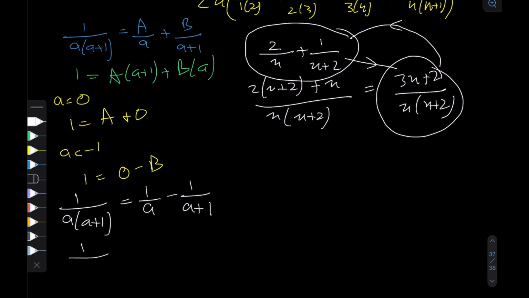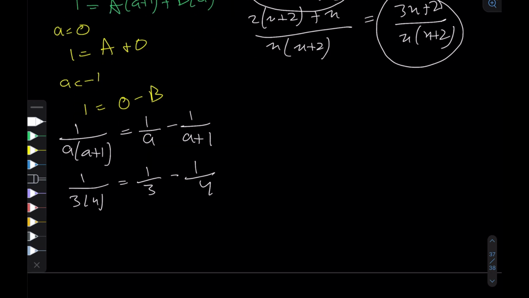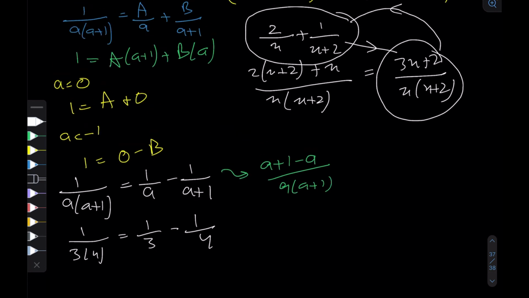So for example, let's say 1 over 3 multiplied with 4, that's the same as 1 over 3 minus 1 over 4, right? Simply because if you try to take the LCM, what would end up happening is that you would do a plus 1 minus a and then divide by, of course, the multiples. Right, and so what we can notice is that it ends up with 1 minus here, and we can set up something called a telescoping series.